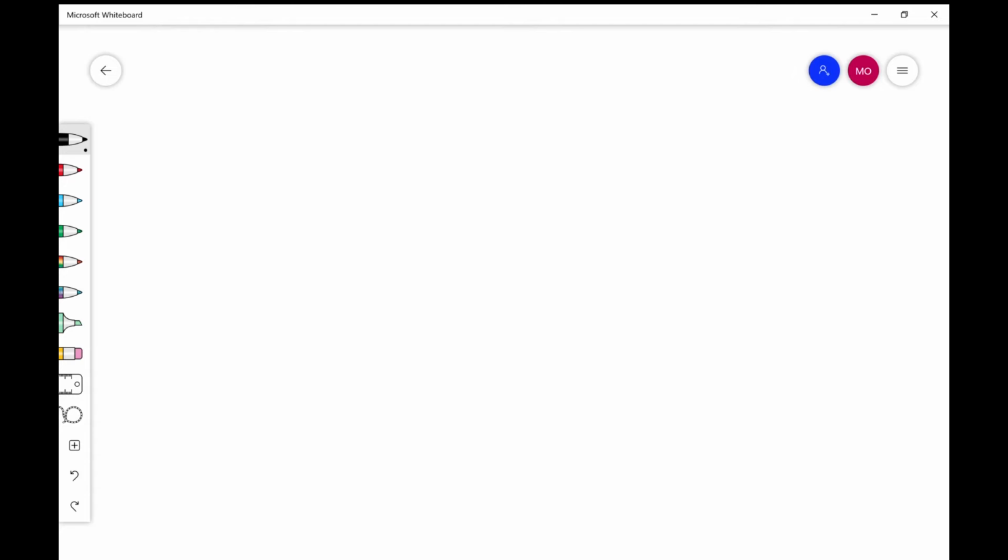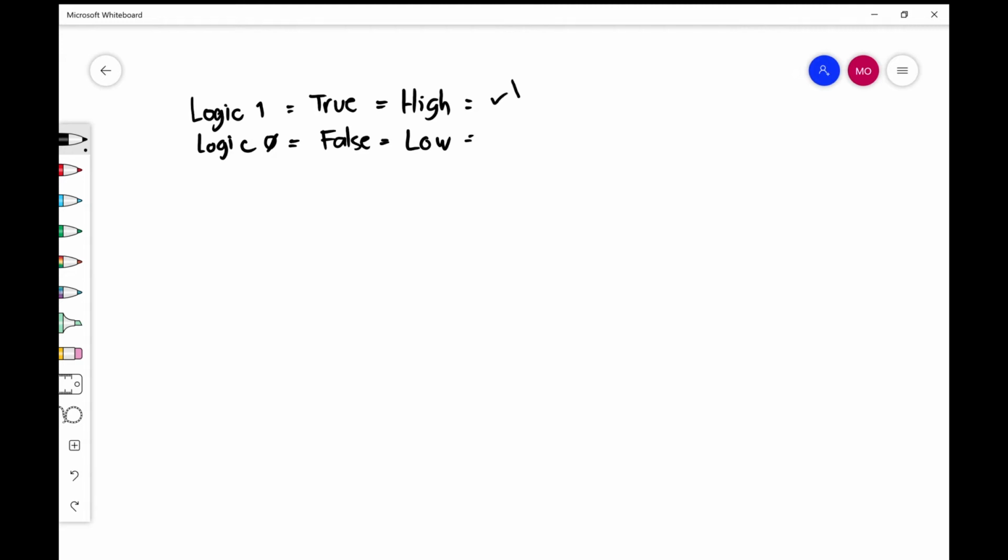Now, in digital logic circuits, there are only two values allowed. We have logic 1 and logic 0. Logic 1 is the same as your true value, and logic 0 is false. Sometimes we have these values as high versus low, or electronically, there is a voltage reading and there's 0 volts coming out or going into a particular device.